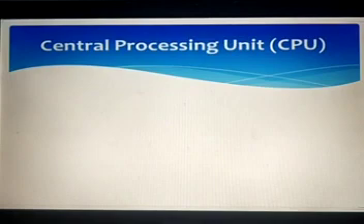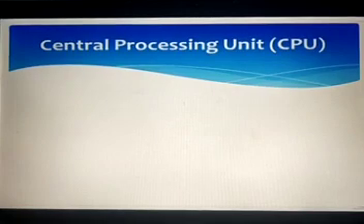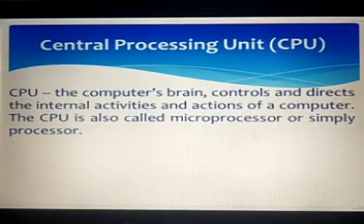Now let's discuss the central processing unit. Just as the human brain is the most important part of the human body as it directs and controls the actions of the body, the CPU is the brain of the computer. The CPU, the computer's brain, controls and directs the internal activity and action of the computer. A CPU does the entire thinking and controlling in processing action. All the other parts of the computer are directed by the CPU.